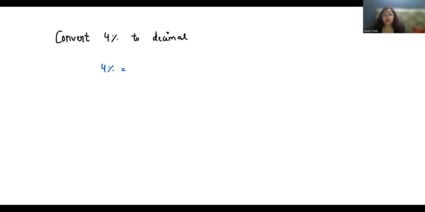So this symbol, percentage, is equal to percent, that means 1 by 100. So when you remove this symbol, you can write 1 by 100, or in place of 1 by 100, you can write this symbol. So I can write this as 4 times 1 by 100, which is equal to 4 by 100.